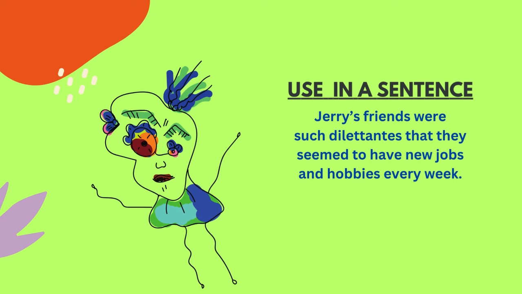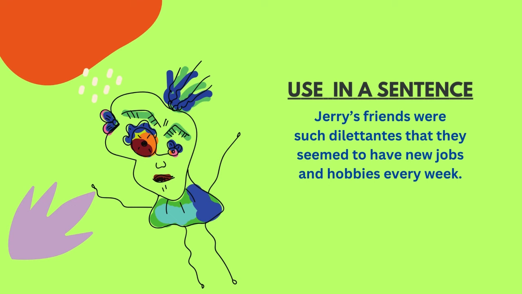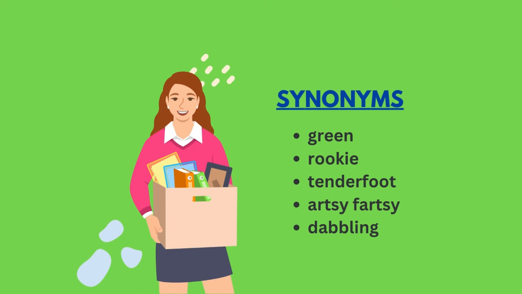Usage example: Jerry's friends were such dilettantes that they seemed to have new jobs and hobbies every week. Synonym: green, rookie, tenderfoot, artsy fartsy, dabbling. Antonym: professional.